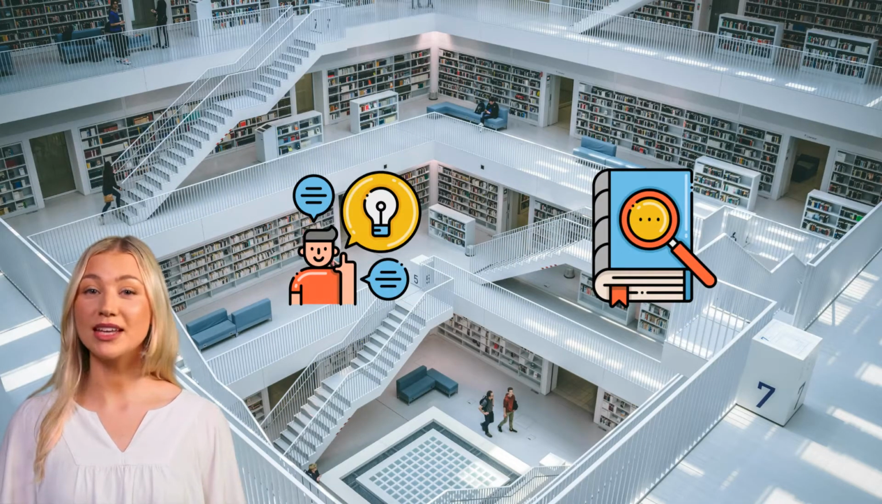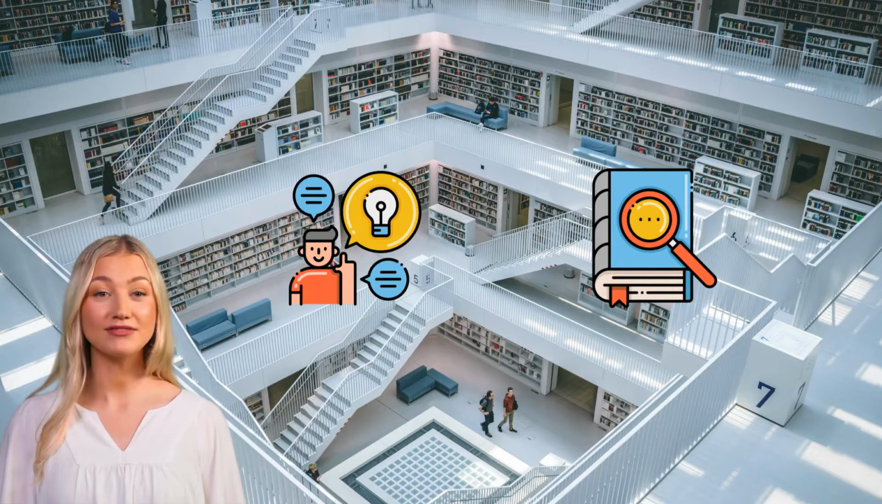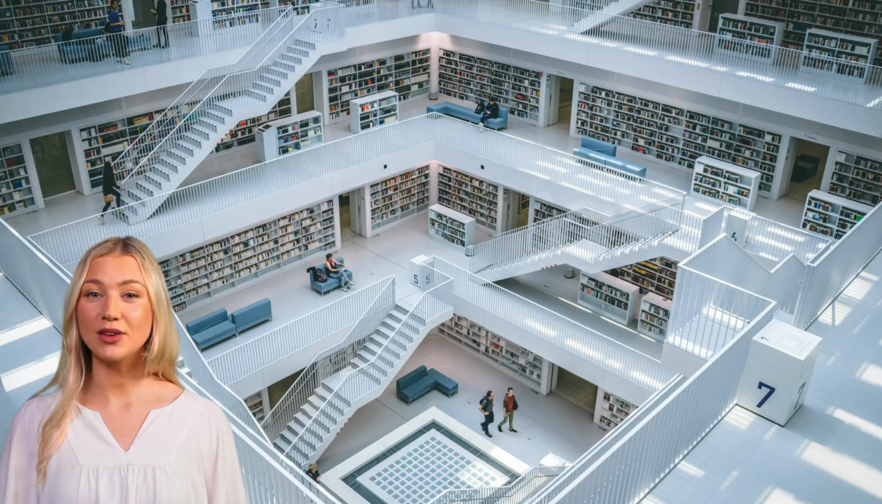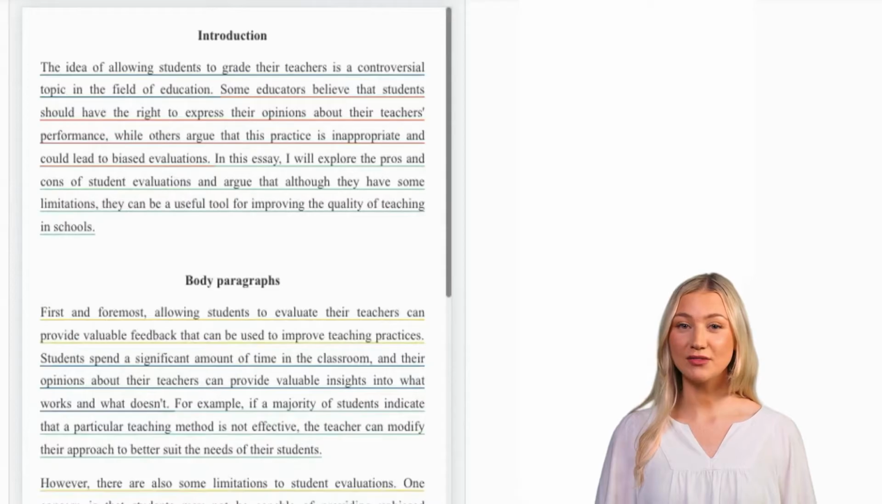Now we know what an opinion essay is all about. Let's see a 5-paragraph example to make everything clear. We see a 5-paragraph opinion essay example titled, "Should Students Be Able to Grade Their Teachers?" It is clear from the title that this will be an opinion essay.